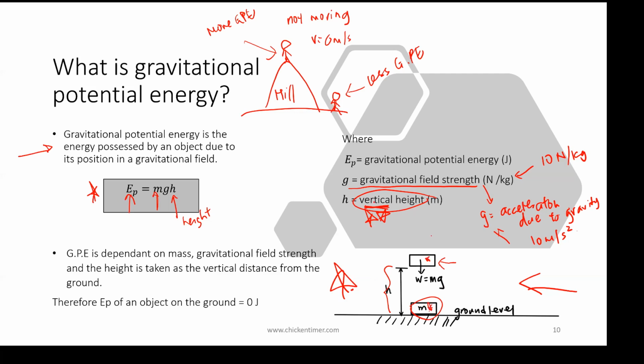W equals mg is simply the formula for weight. So the GPE, we can say that it's dependent on mass, dependent on g, dependent on height. That means the position the person is at. So the higher you stand above ground, the higher the amount of GPE you have.